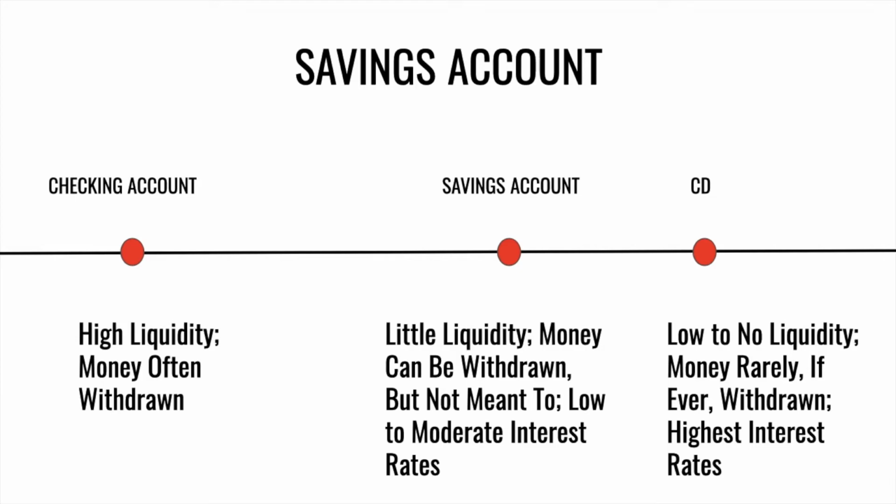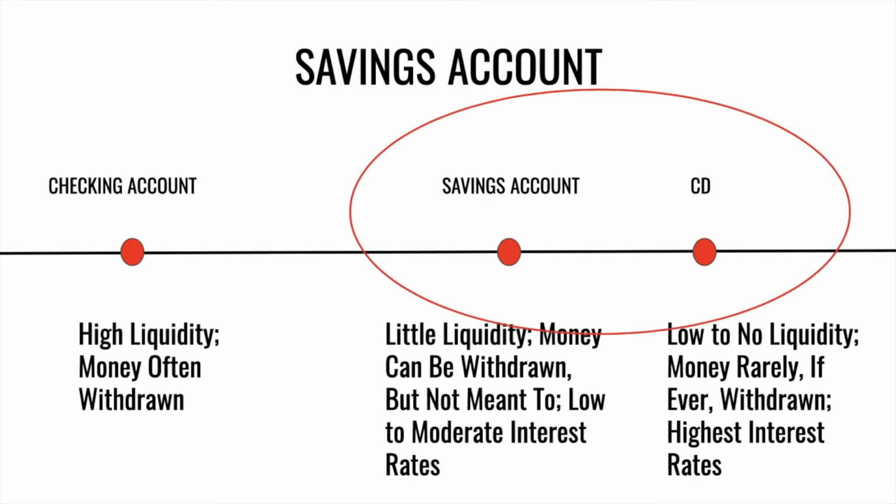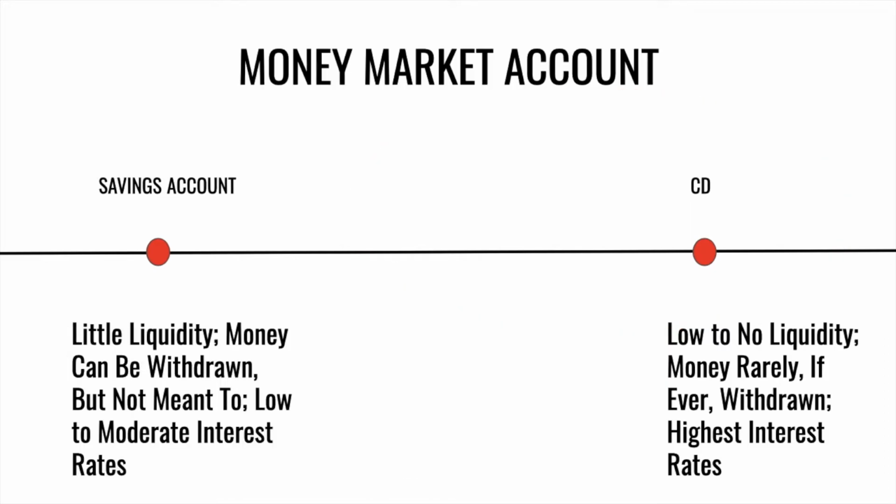Because people end up withdrawing their money sometimes, banks will give lower interest rates for savings accounts than they do for CDs. Now let's move on to our final account. And to do that, let's zoom in on the savings and CD part of the spectrum. If we zoom in on that, then in between savings account and CD, you get what is called a money market account.